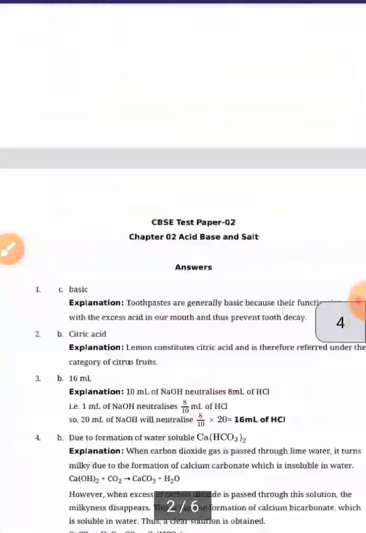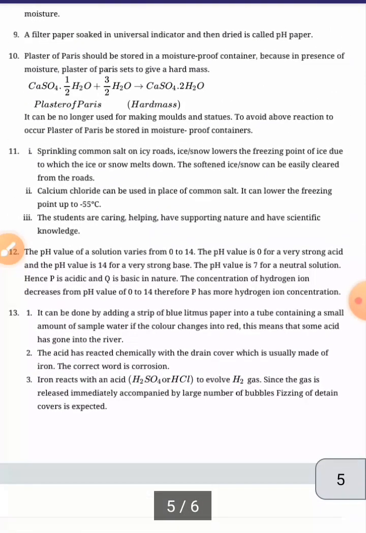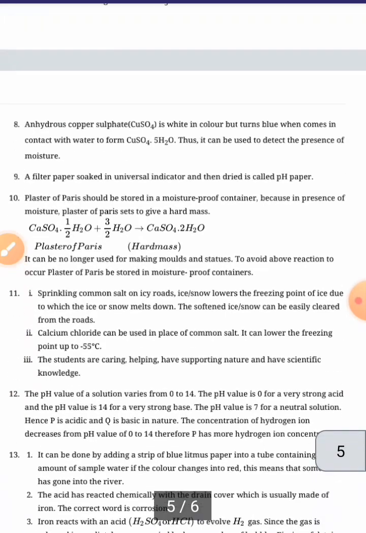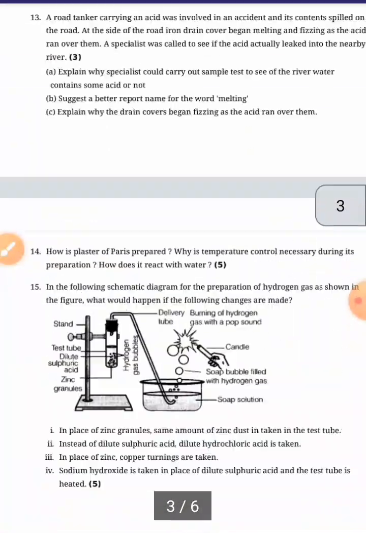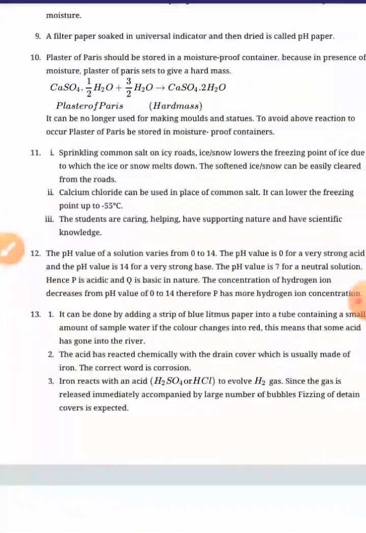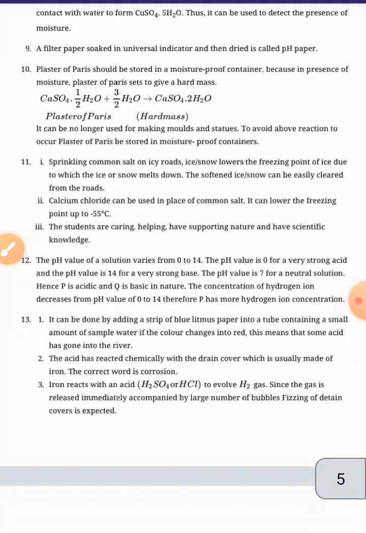Question number 11 and answer. Sprinkling common salt on icy roads lowers the freezing point of ice, due to which the ice or snow melts down. The softened ice or snow can easily be cleared from the roads. Question number 2. Can we use any other substance in place of common salt? Calcium chloride can be used in place of common salt. It can lower the freezing point up to minus 55 Celsius.